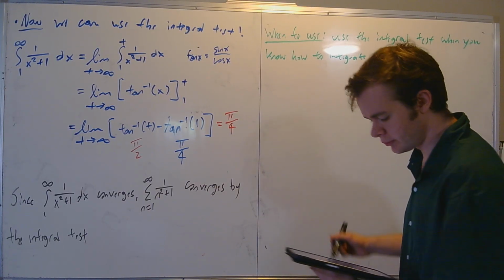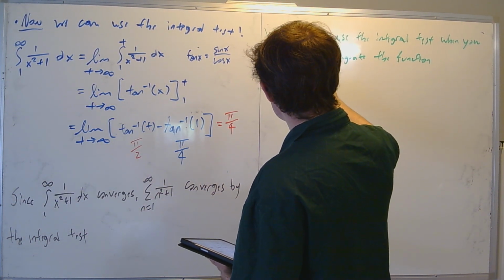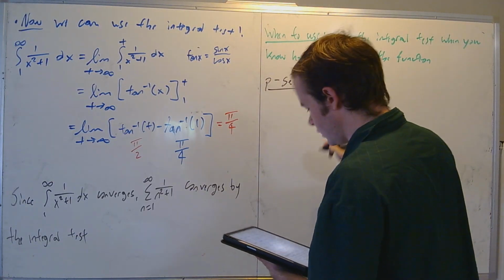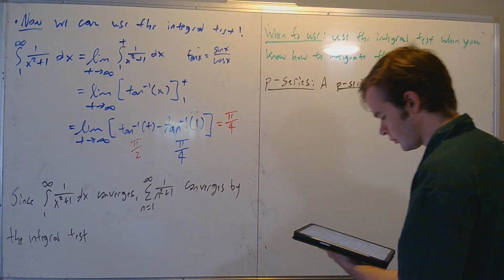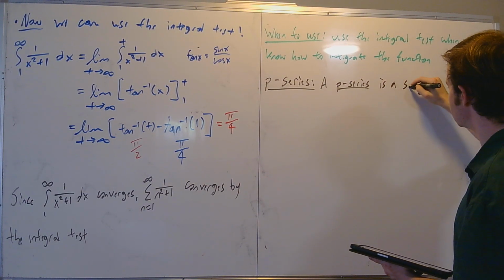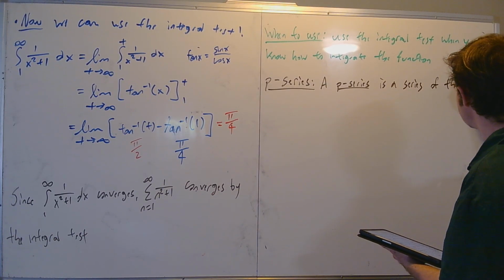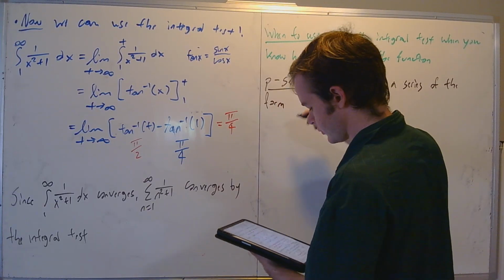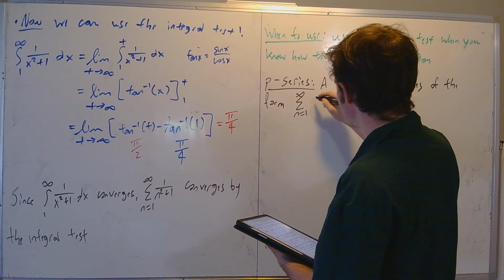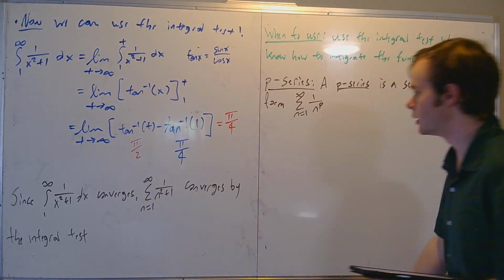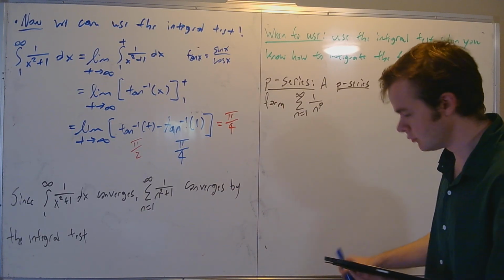Okay, so the next thing here is talking about a p-series. And I'll say here a p-series is a series of the form the sum from n equals 1 to infinity of 1 over n to the power of p. So if you have a series of this form, it's called a p-series. And let's just draw some examples.